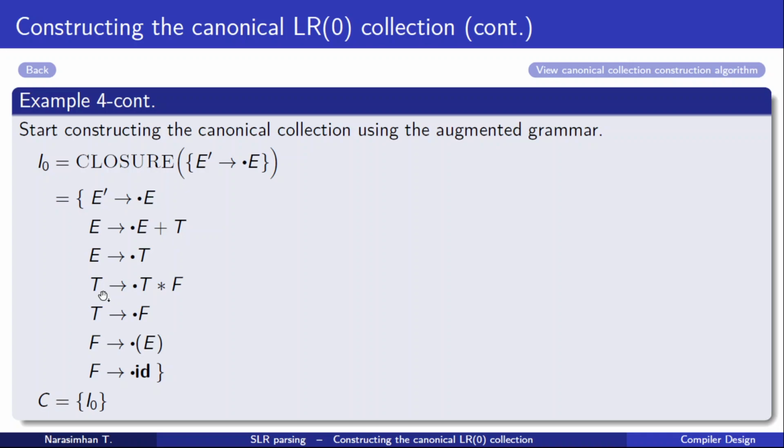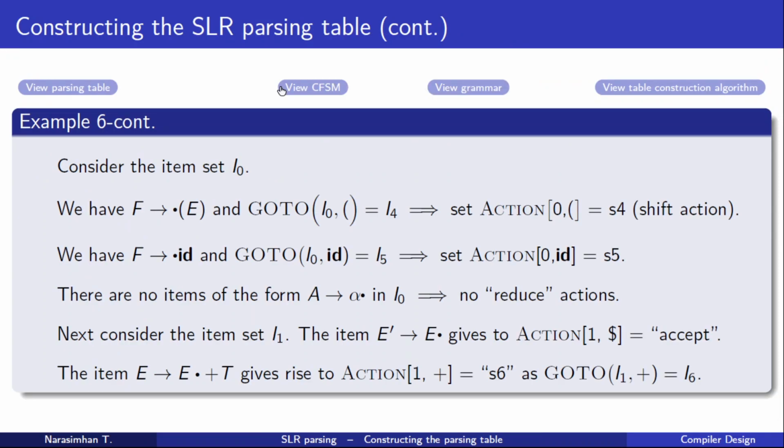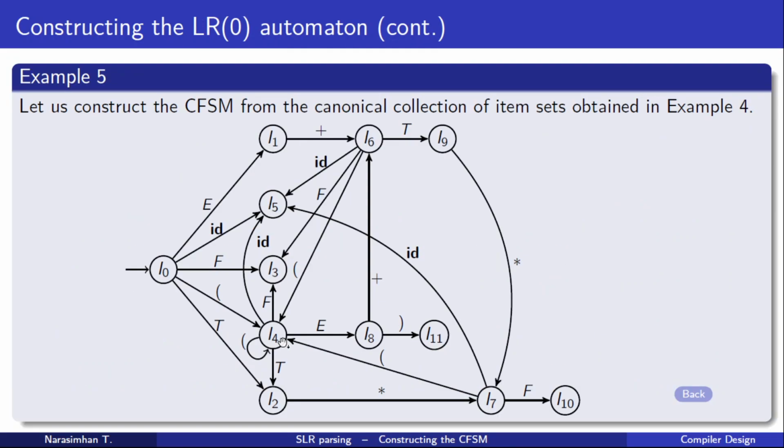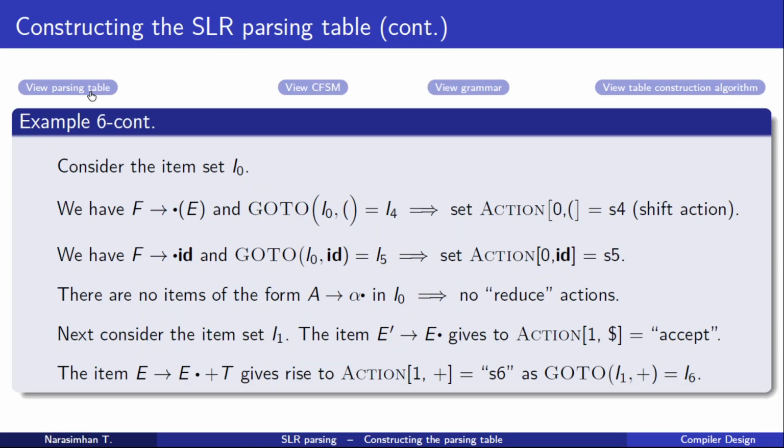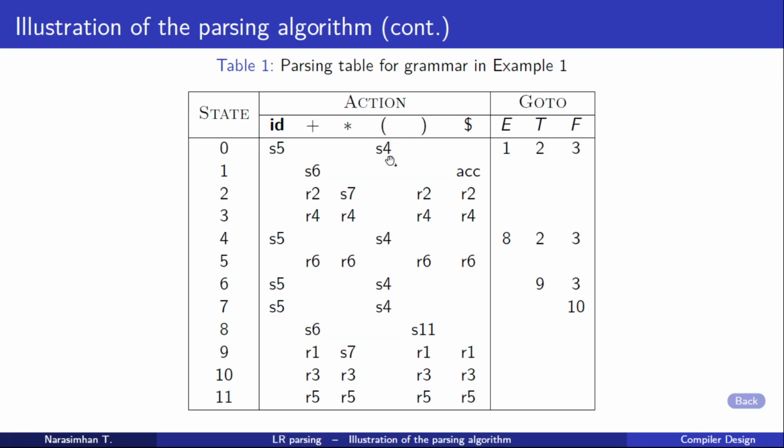Let us first consider F giving dot (E). So what should I do? I should find goto of I0 comma left parenthesis. Left parenthesis lies to the right of dot, so I should find goto(I0, left parenthesis). So I0 comma left parenthesis takes you to I4. So what should I write in the entry? It should be shift, and the next state is 4. So state 0, left parenthesis, it is S4. S means shift. Next state is 4.